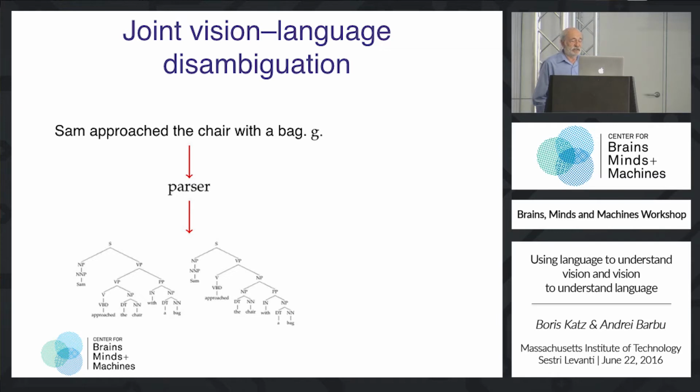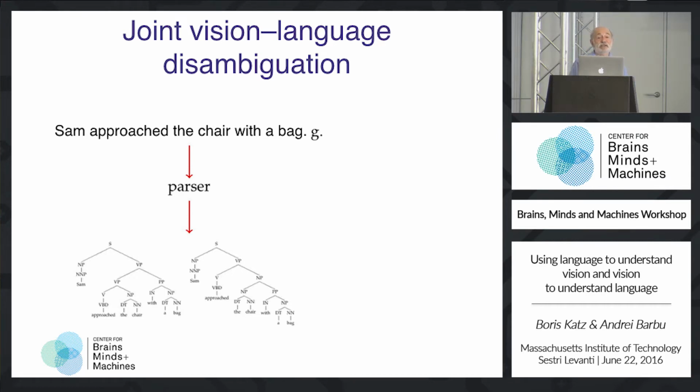Another problem for current systems is language ambiguity. Suppose you hear the sentence on the slide, Sam approached the chair with a bag, and without a visual input and without context, this sentence is hopelessly ambiguous. You just don't know whether during the approach the man was holding that bag or whether the bag was already on the chair, placed earlier. And these two different interpretations are shown on the slide with two different parse trees. But in fact, most of the sentences that we produce are ambiguous, which leads to the question, how can we understand each other and understand the world if pretty much most of the sentences that we hear and we generate have several meanings?